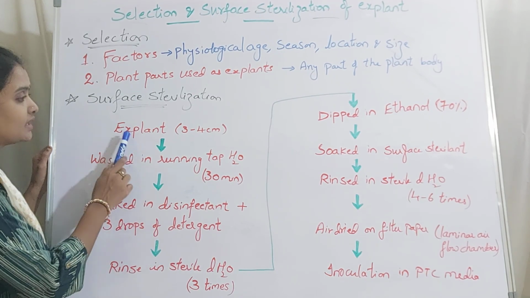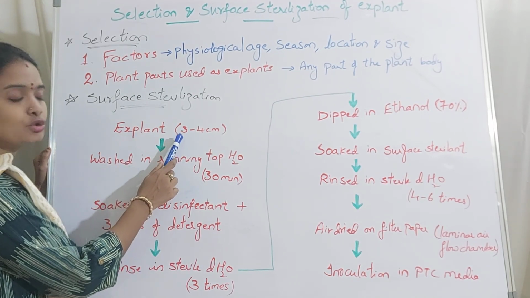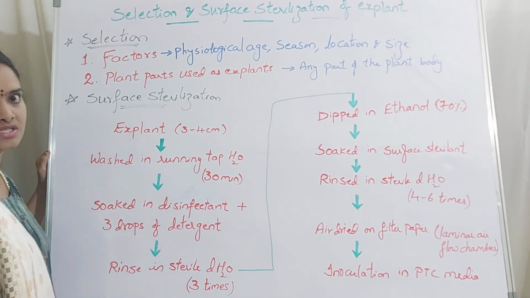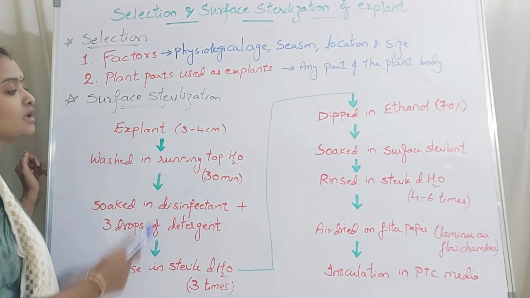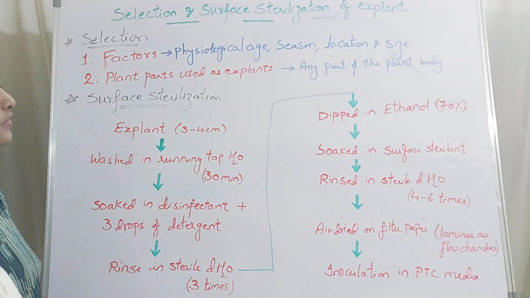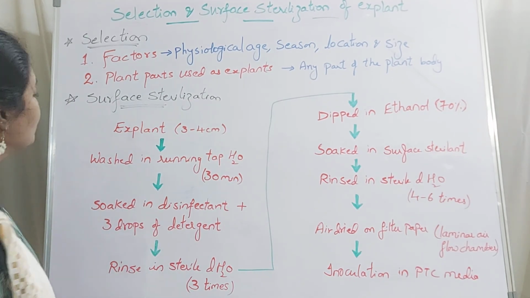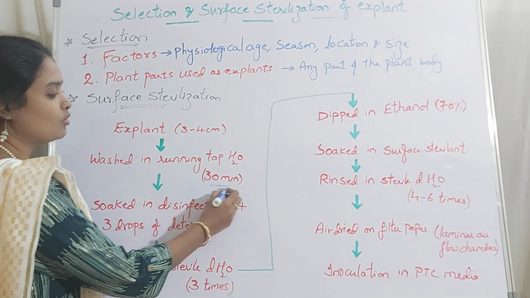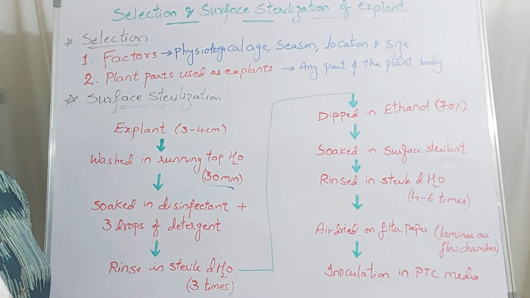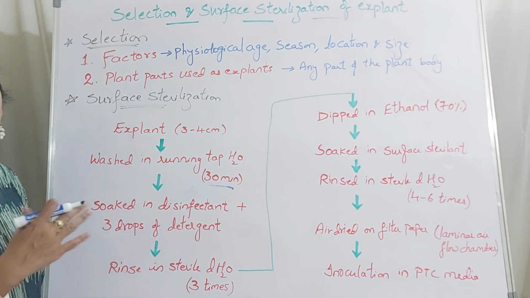Right, so that explant must be excised to 3 to 4 centimeters. Once you excise that one, you are going to wash them under running tap water for 30 minutes. So when you place these explants in running tap water for 30 minutes, what happens? All the dust particles which are present will be washed away.